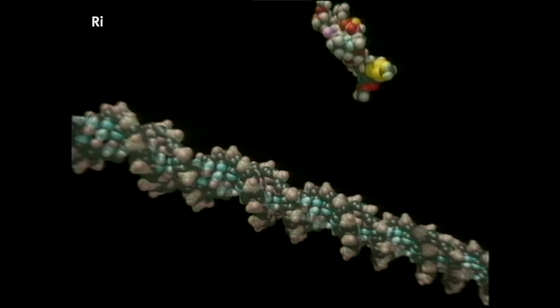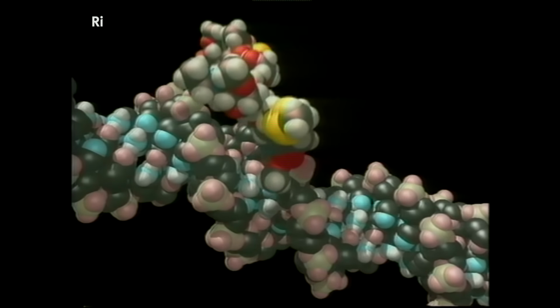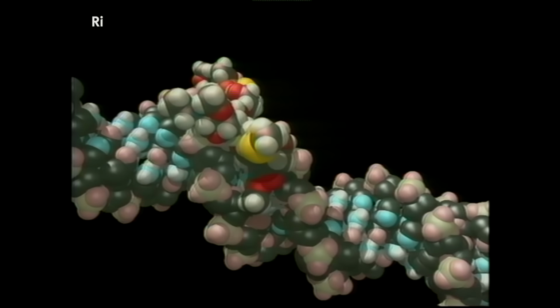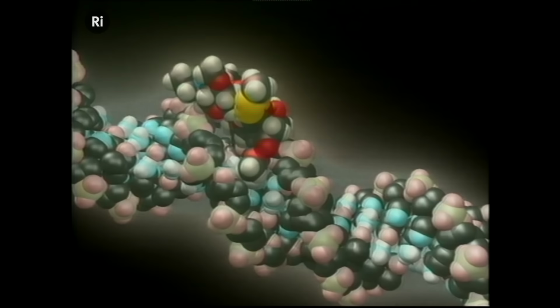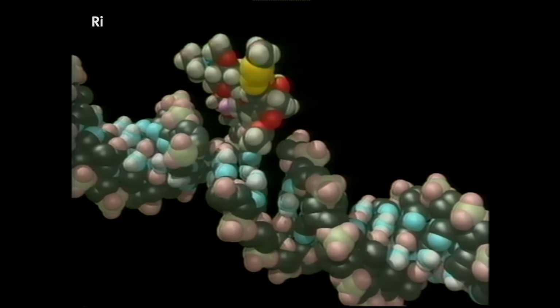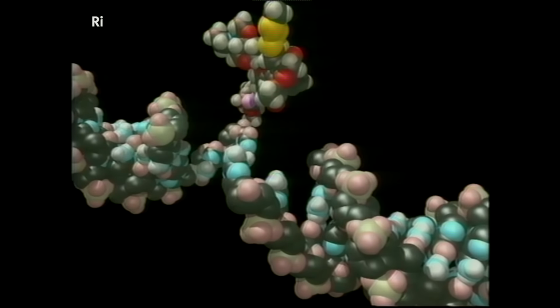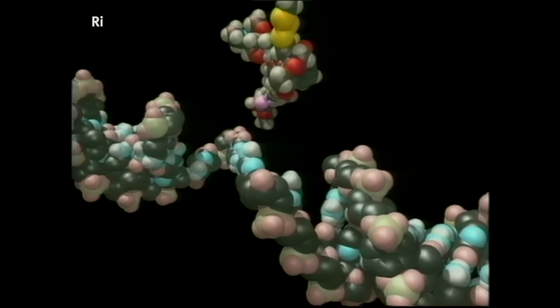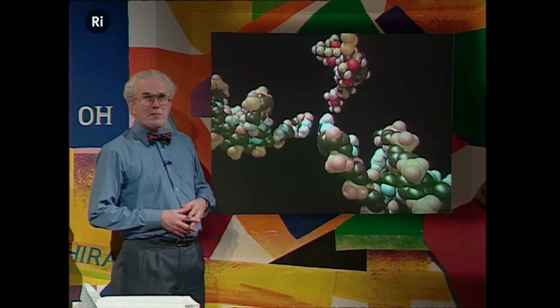Here is the rogue DNA. Watch the recognition. It's slipped into place, all comfy, and then bang, goes the warhead. We just let those pieces separate, and there we are. The DNA molecule has been cleaved.